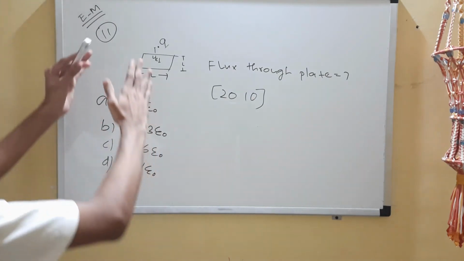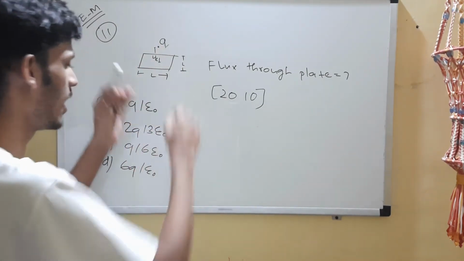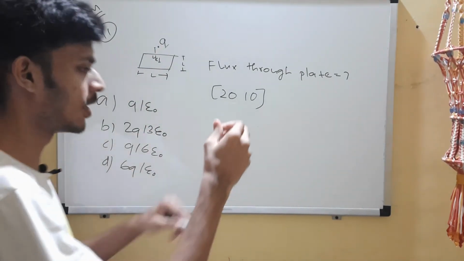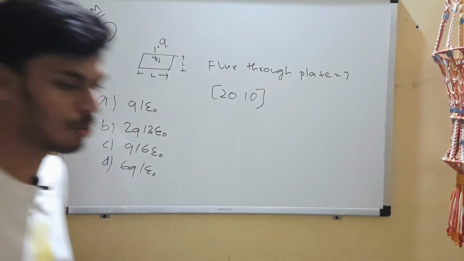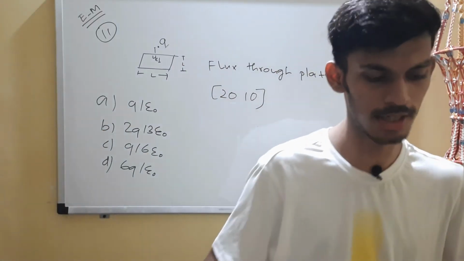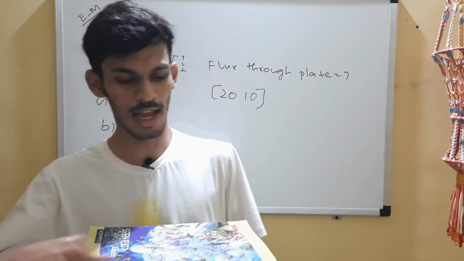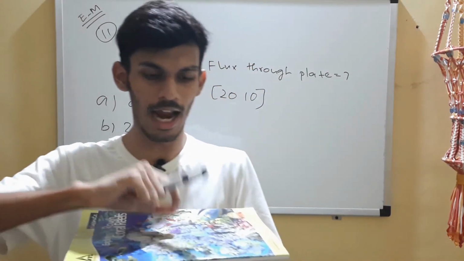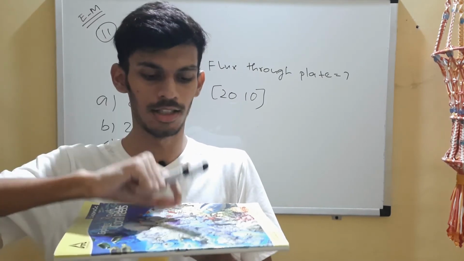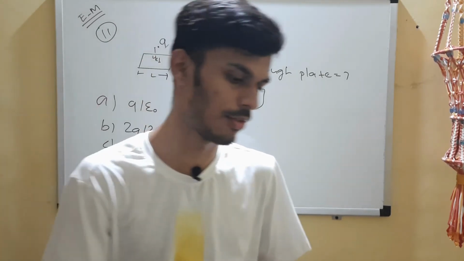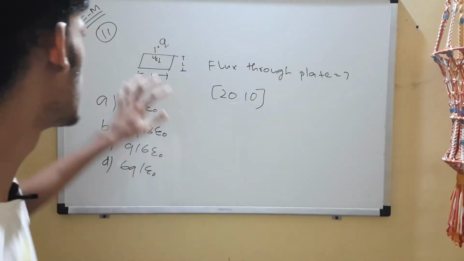So in this question you have a plate of dimensions L by L. A charge Q is placed at a height of L by 2 from the center of this plate. I hope you can imagine that. Suppose this is the plate of dimensions L and L. A charge Q is placed at a height of L by 2 from this plate, just at the center. So you have to find the flux through this plate.